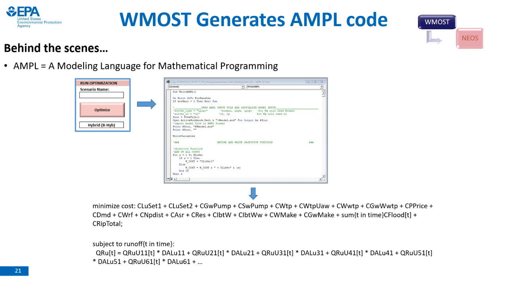So behind the scenes, WMOST is generating something called AMPL code, which just stands for a modeling language for mathematical programming. You don't have to understand the code. I'm just giving you some examples of what WMOST is doing behind the scenes. It's simply a way of describing an optimization problem.